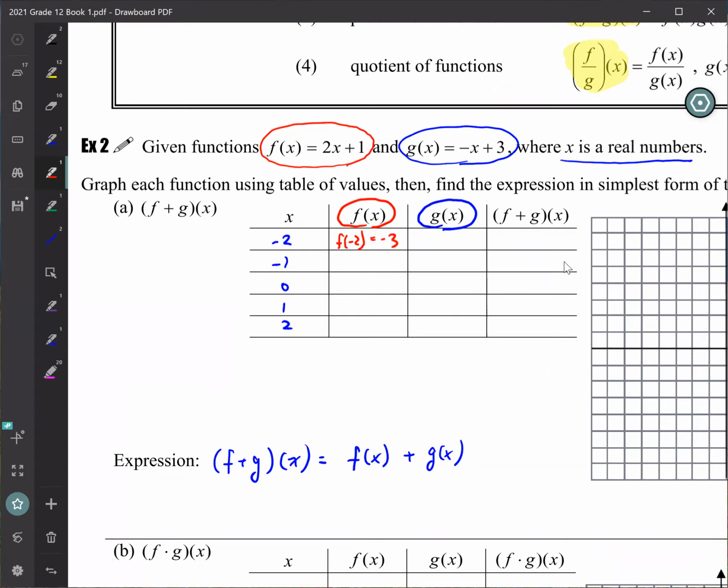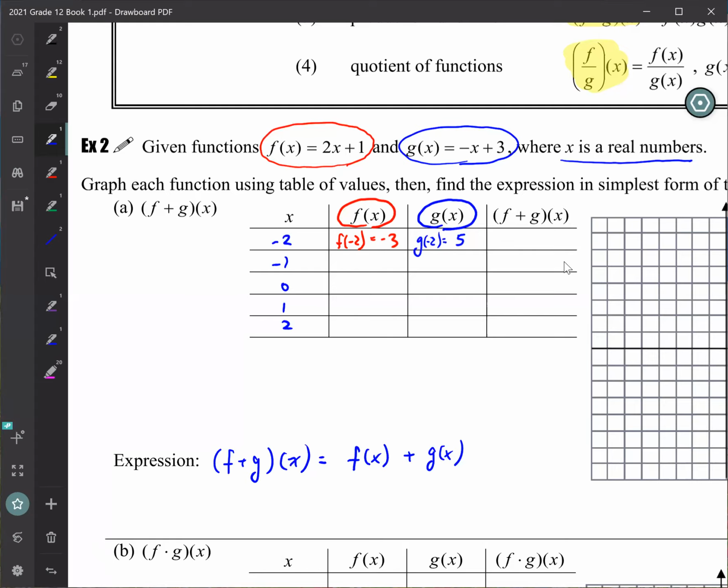You do the same thing for the next x value. And then for the g function, if I put -2 in, it will be negative times -2, so that's 2. 2 plus 3 will be 5. Okay, if anyone has questions about how I get those 2 numbers, let me know. You can raise your hand and I'll explain the steps. If you don't have questions, continue.